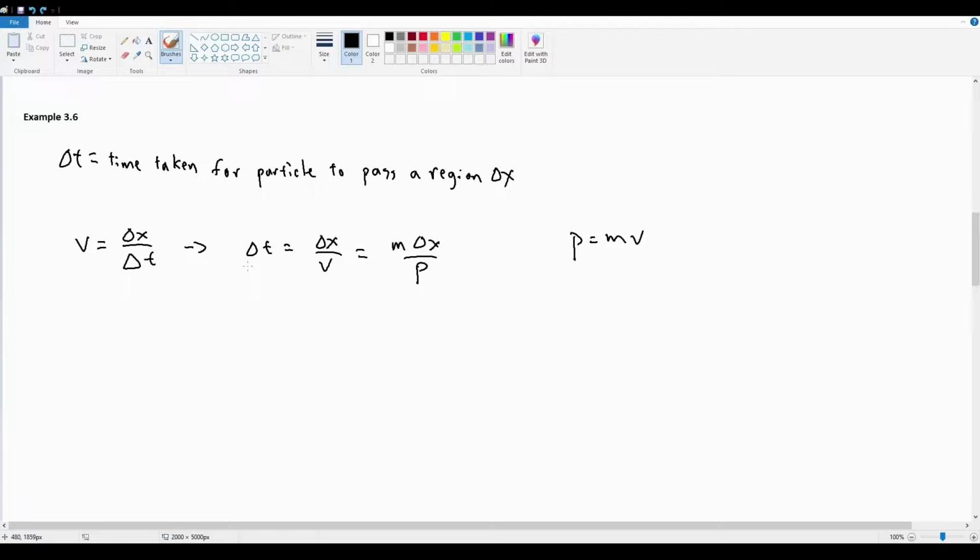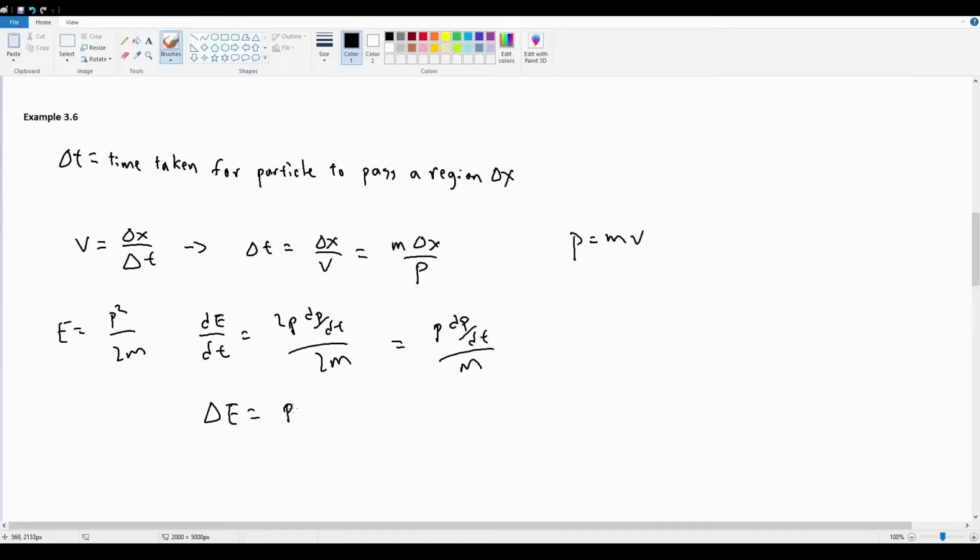So next, let's note that the energy of a free particle is just equal to p squared over 2m. In that case, dE by dt, if I take a derivative by chain rule, is 2p dp by dt over 2m. So the 2's cancel, this is equal to p dp by dt over m. If I get rid of the dt and say just the change in energy, then delta E is equal to p delta p over m.